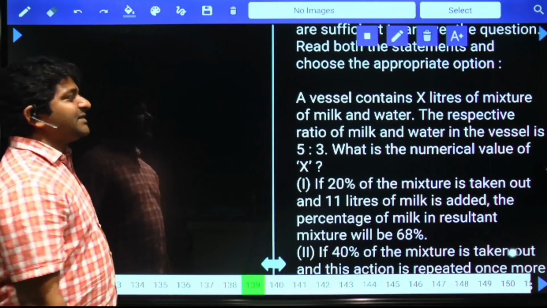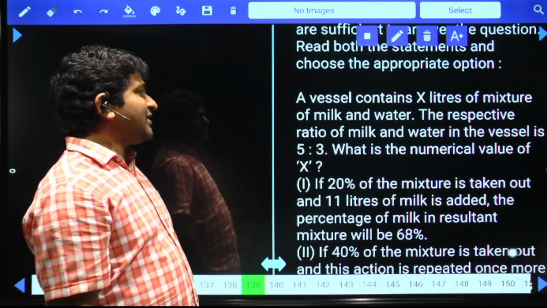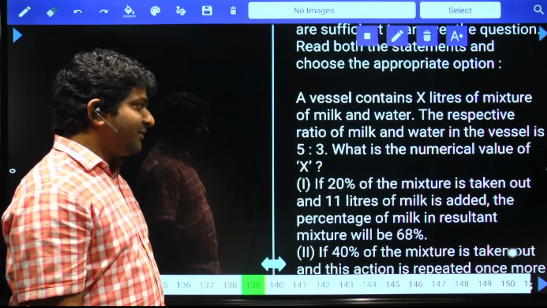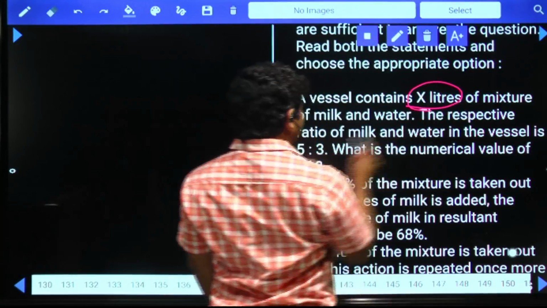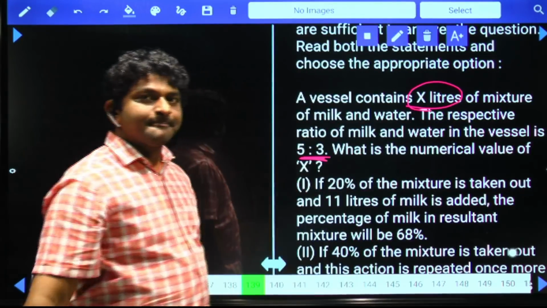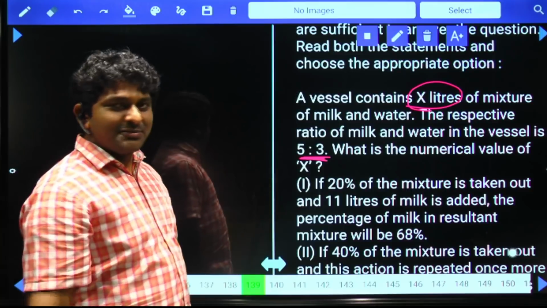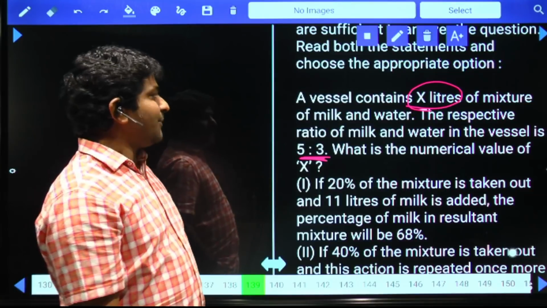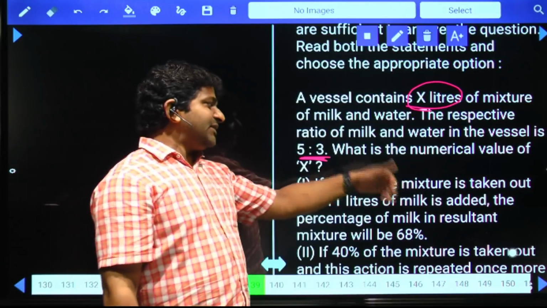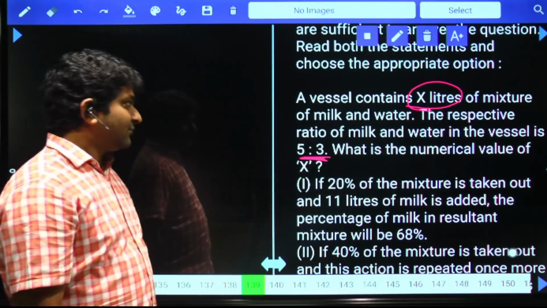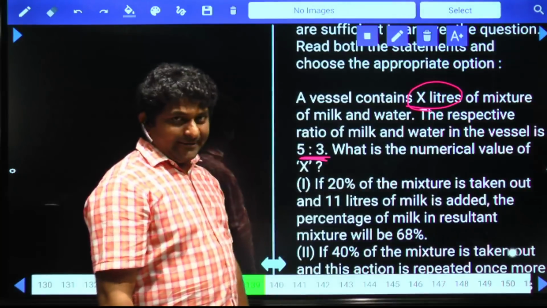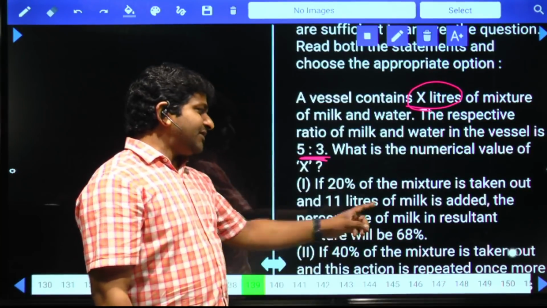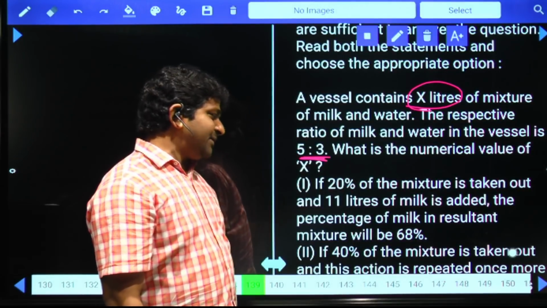The vessel contains 6 liters of mixture of milk and water. The respective ratio of milk and water is 5:3. What is the numerical value of X? X in the sense that is equal to 8 parts. How much is that quantity in terms of liters? That's what we need to calculate. If 20% of this mixture is taken out and 11 liters of milk is added, the percentage of milk in the resultant mixture will be 68%.